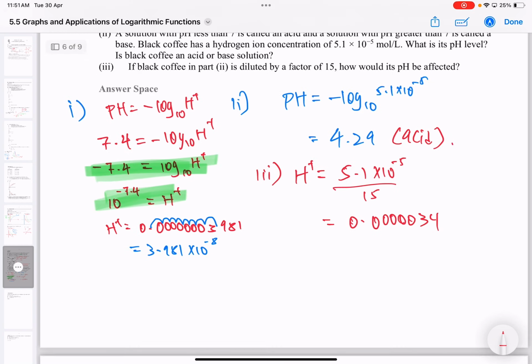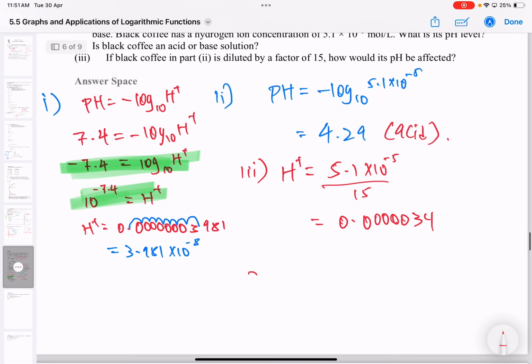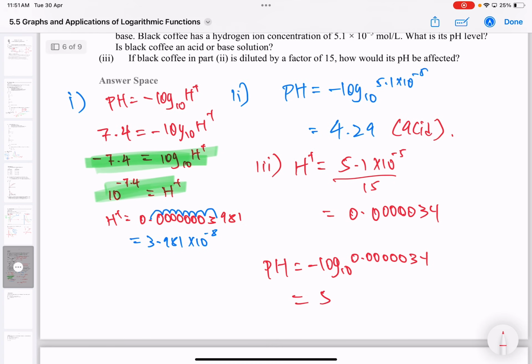0.0000034. Okay, so what is its new pH? Substitute it. Negative log of 0.0000034. Answer: my pH is 5.46. So how will its pH be affected?